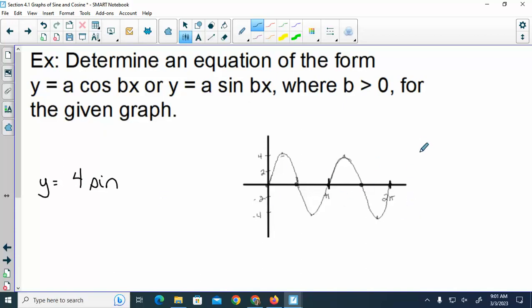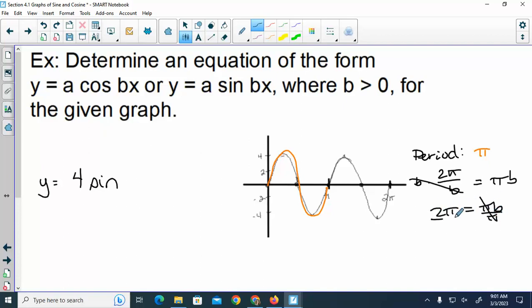Alright, I graphed this all the way to 2 pi, but the period is how long it takes until it repeats. If I look at this graph, what happens after we get to pi? It repeats, so my actual period was just pi. So period is 2 pi divided by the number in front of x, and that equals pi. So we can multiply over b, divided by pi, and we get 2. So this is 4 sine of 2x.